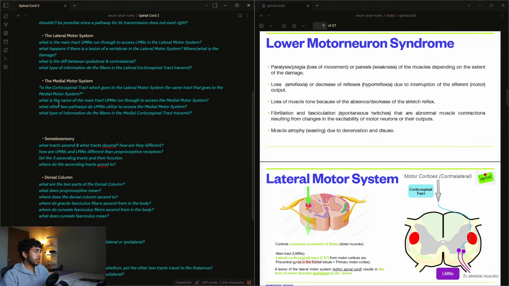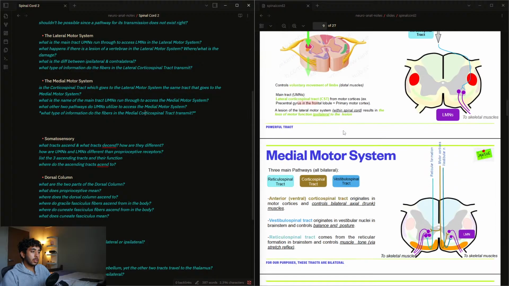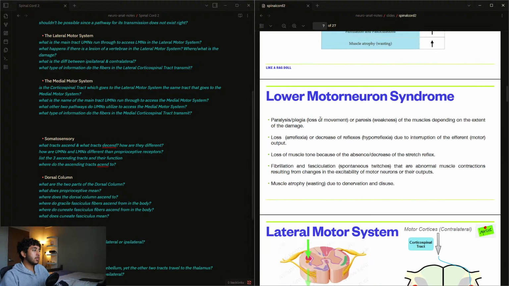Okay, anyways. What are the two pathways to the medial motor system? Vestibulospinal and reticulospinal. The type of information in the corticospinal tract is in relation to movement, movement of the limbs. The vestibulospinal is balance, and the reticulospinal is muscle tone.